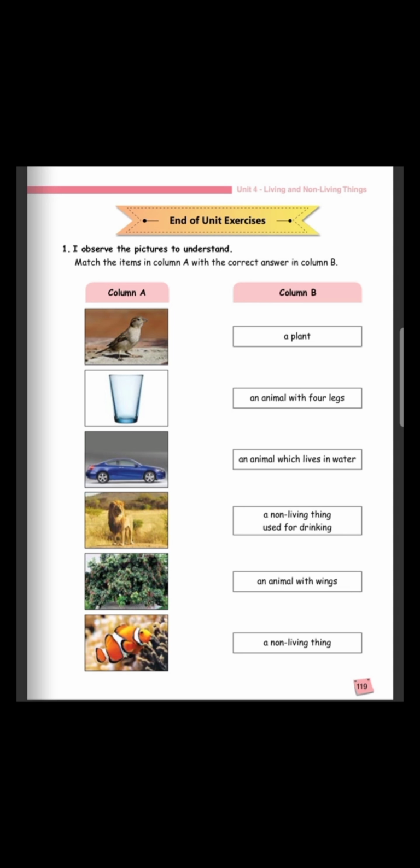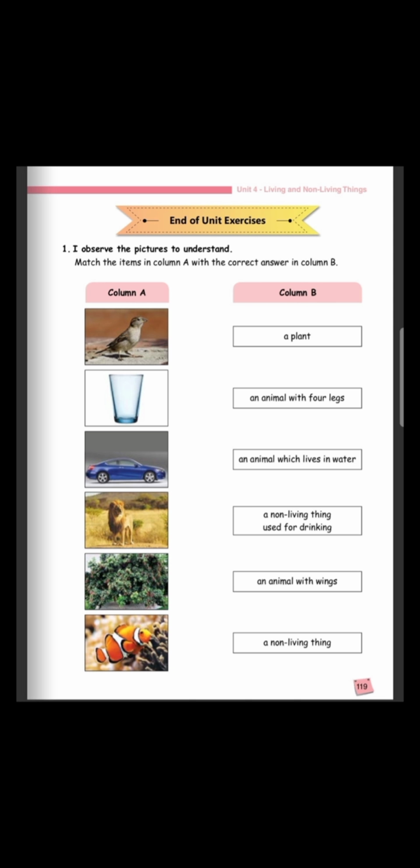Let us start with column A, the first picture, that is the picture of the bird. We have to match to column B. Let us find the right answer. Is the first picture a plant? No. Is it an animal with 4 legs? The bird is an animal, but it has 2 legs, so it is not the right answer. An animal which lives in water. Does the bird live in water? No, the bird doesn't live in water.